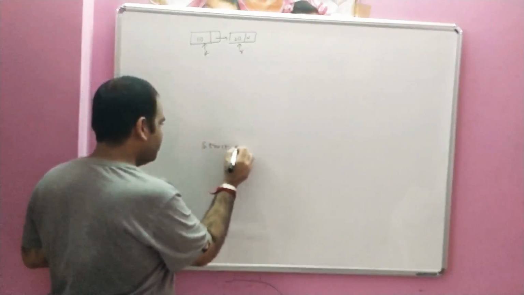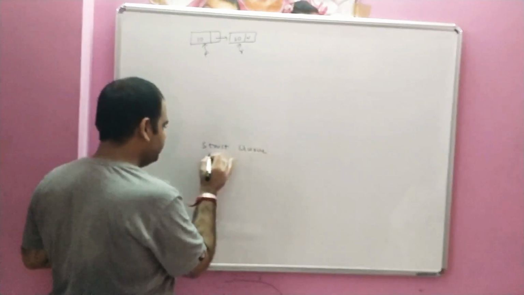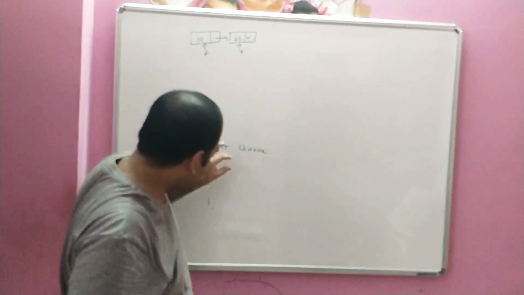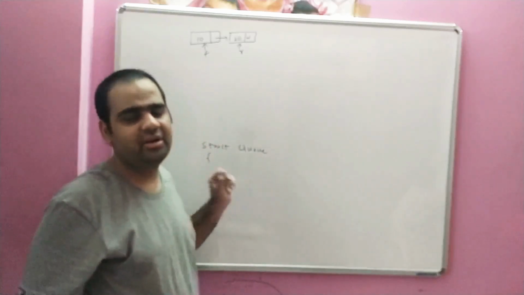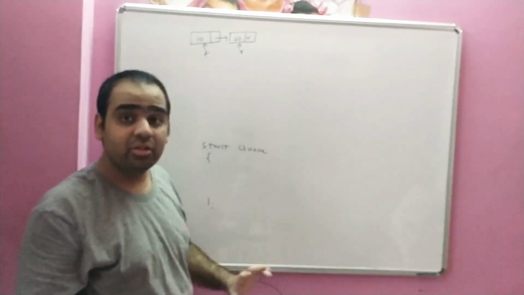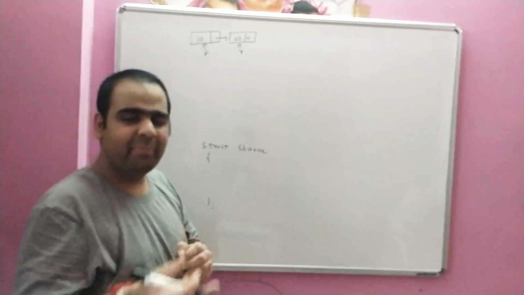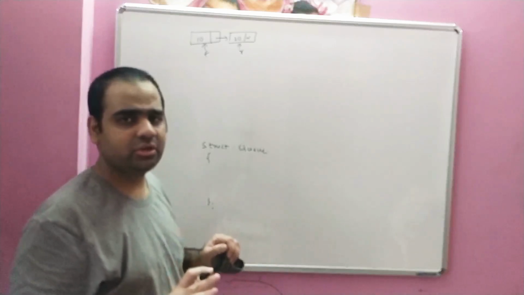What do we want to write? We will say struct queue. In case of array implementation, I needed an array as well as the front end and the rear end. But here there is no array. Here there is only front and rear. Along with that there is a list, but the front and rear will represent the list over here.